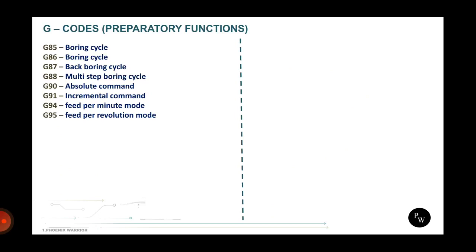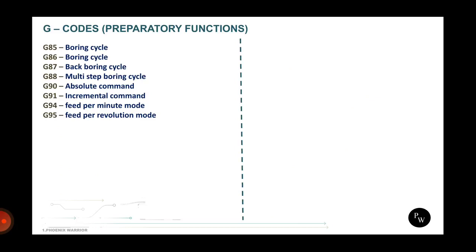There is not much complexity in writing these fixed cycle codes. It is very simple and most commonly used FANUC coding, and it is also accepted in OKUMA. It is a part programming code accepted in OKUMA, not a macro call. Macro calls differ a little bit from the FANUC system. The next one is G88, a multi-step boring cycle. Most of the G codes are common with FANUC also.